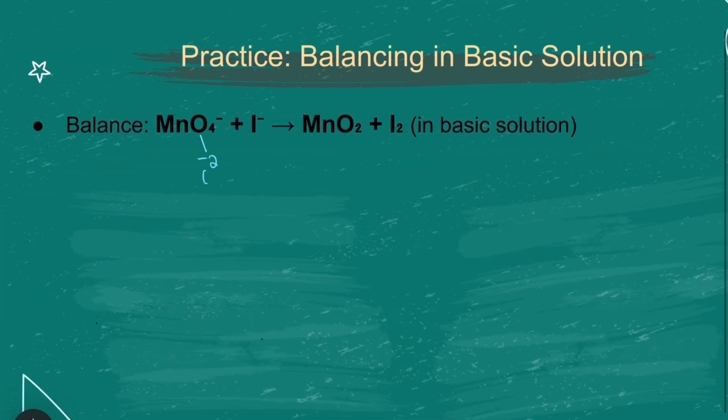The first thing we're going to do is assign oxidation numbers to each element inside this reaction according to the rules of assigning oxidation numbers. The next thing we're going to do is identify which element is getting oxidized and which one is getting reduced. And we can see that the manganese gains 3 electrons, and that the iodine is going to lose 1 electron per atom. And since there's 2 atoms of iodine on the product side, in total it's going to lose 2 electrons.